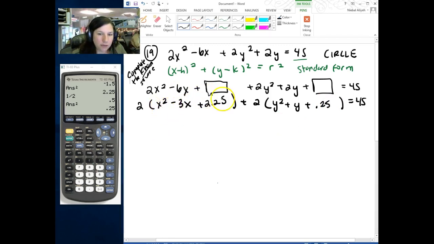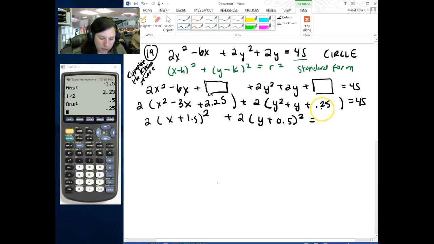Now what I can do is factor this. And again, the reason I know that right away is from completing the square. That's what it'll simplify to. And then part of completing the square is whatever you added to insert on this side, you need to do the same on this side. So here I did a 2 times 2.25 and a 2 times 0.25. That helps maintain that this is equal. You can't just add numbers into an equation. If you want it to be equal, you need to do it on both sides.